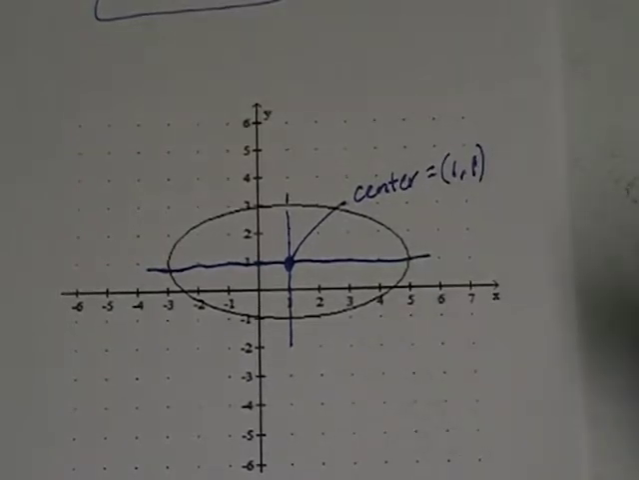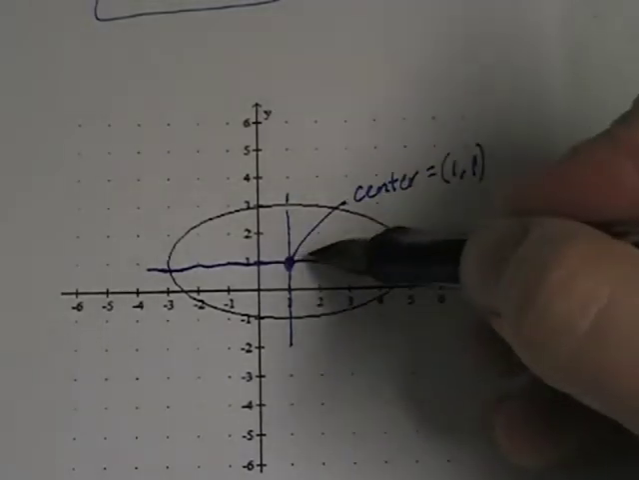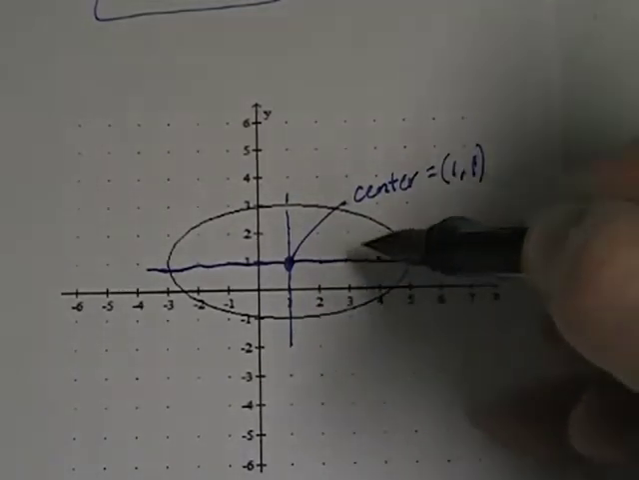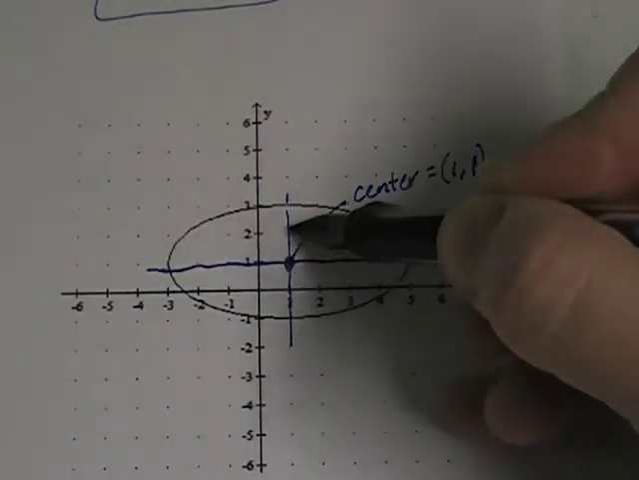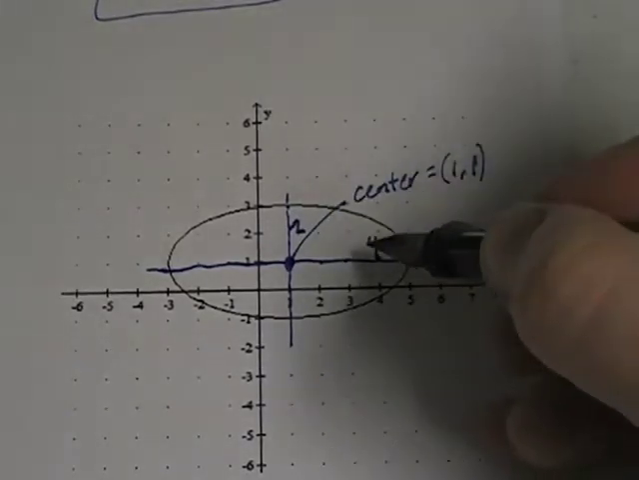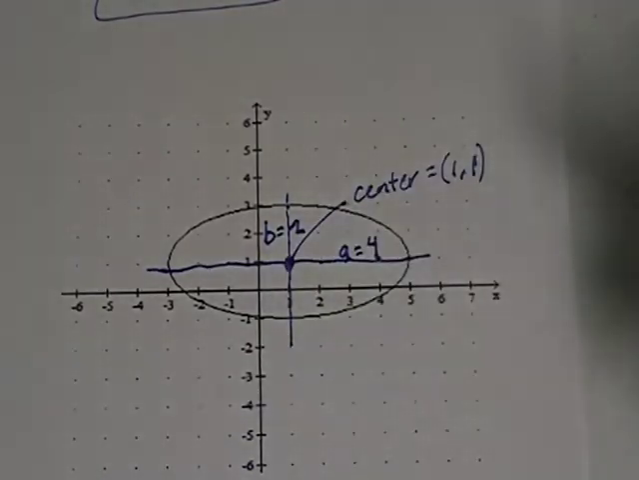Okay, 1, 1. And then I look and I say, okay, this axis here, 1, 2, 3, 4. So this is 4. And this axis here is 1, 2. So this is 2. The larger number is going to be A. The smaller number is going to be B. Okay? So A is 4, B is 2.